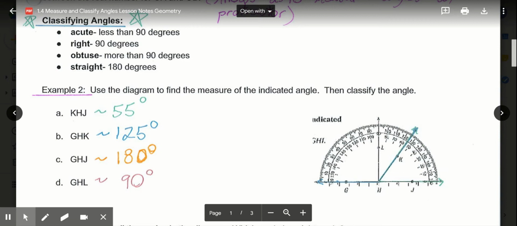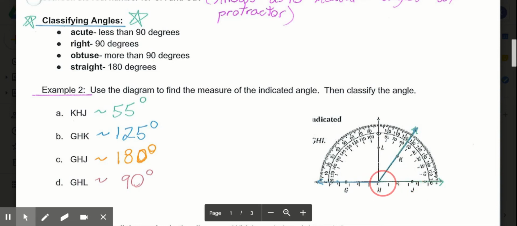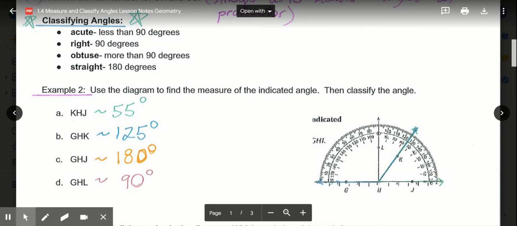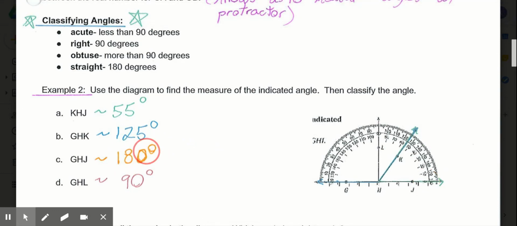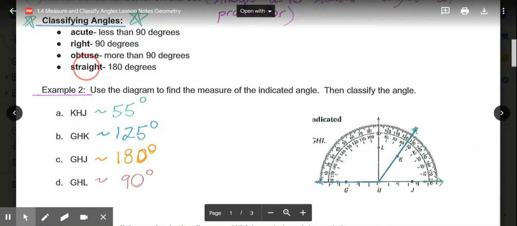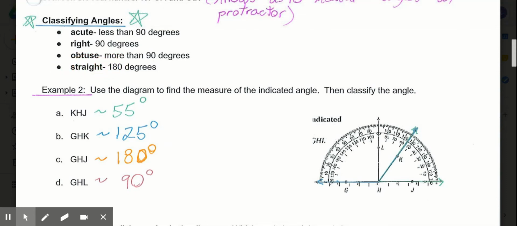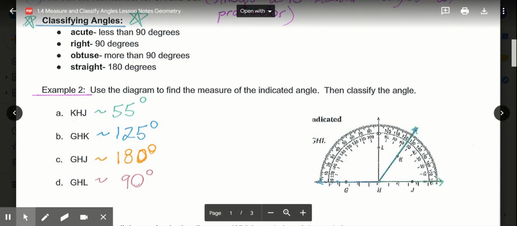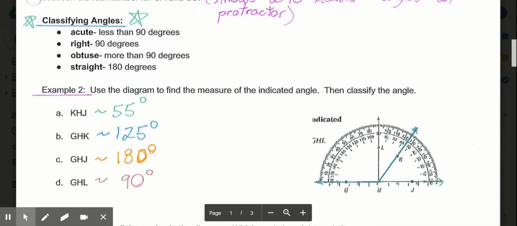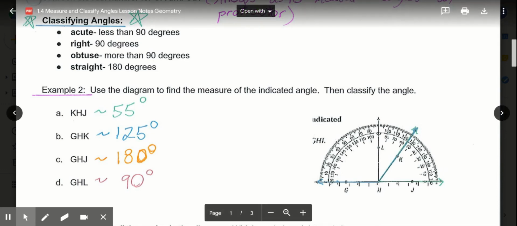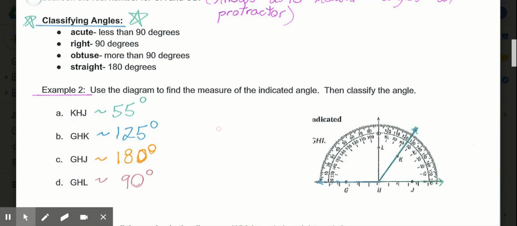Then GHJ, G to H to J. So the vertex is H. It makes a flat line. So flat lines measure 180 degrees, and they're classified as a straight angle. And then GHL, from G to H to L, makes a perfect 90-degree angle. So that would be a right angle. So you can write in the words acute, obtuse, straight, and right.